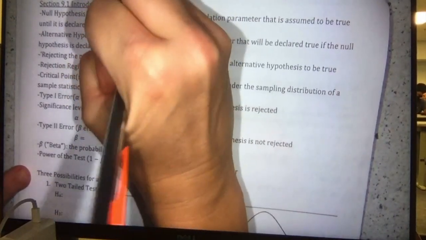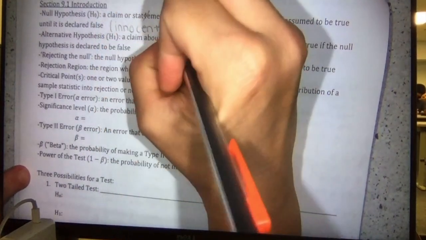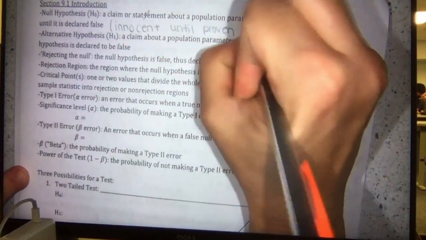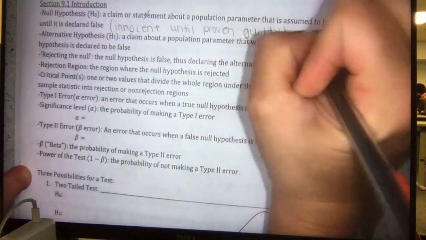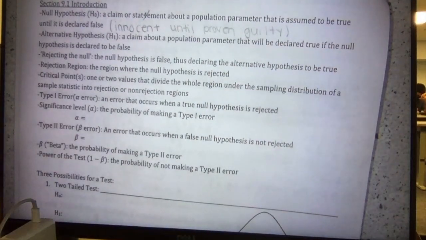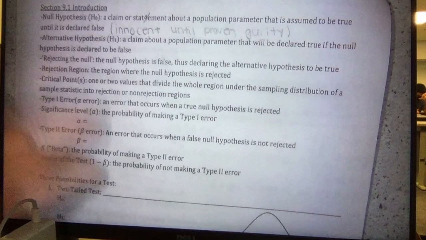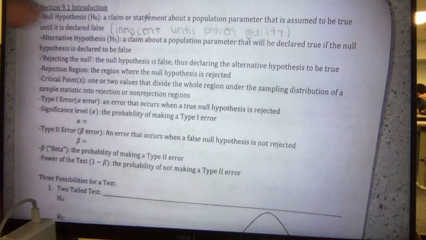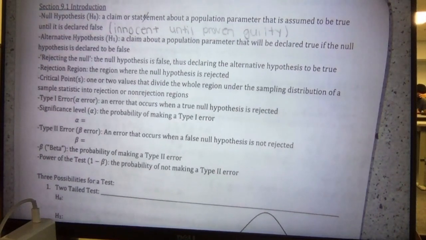And I'm going to use that again, so I'm going to put that in parentheses here. Innocent until proven guilty. Our alternative hypothesis, which is H sub 1, is a claim about a population parameter that will be declared true if this null hypothesis is false. All right, so rejecting the null hypothesis, rejecting this innocent until proven guilty statement, means the null hypothesis is false, thus declaring the alternative hypothesis to be true.